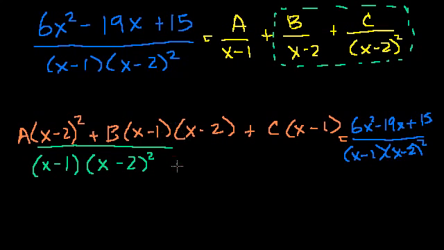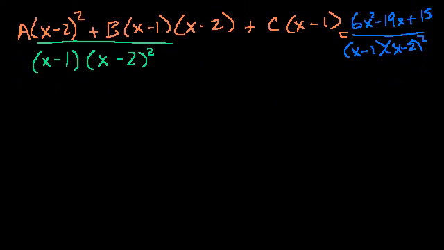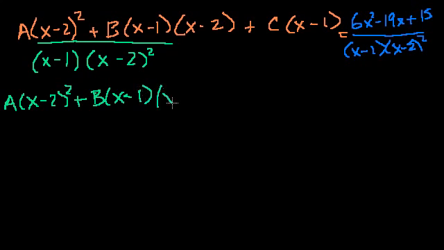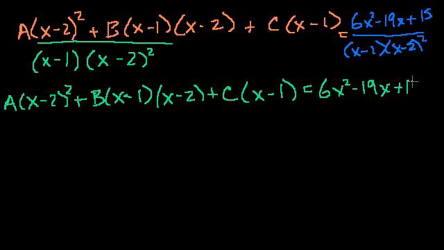And like we've done in every problem so far, the denominators are the same, so we can just set the numerators equal to each other and try to solve for a, b, and c. Let me write that. I'm really just rewriting it: a times x minus 2 squared plus b times x minus 1 times x minus 2 plus c times x minus 1 is going to be equal to 6x squared minus 19x plus 15. There you go. And now we have to solve for them, and we can do it just the way we've done the previous problems. We can pick choices for x that make things cancel out nicely.